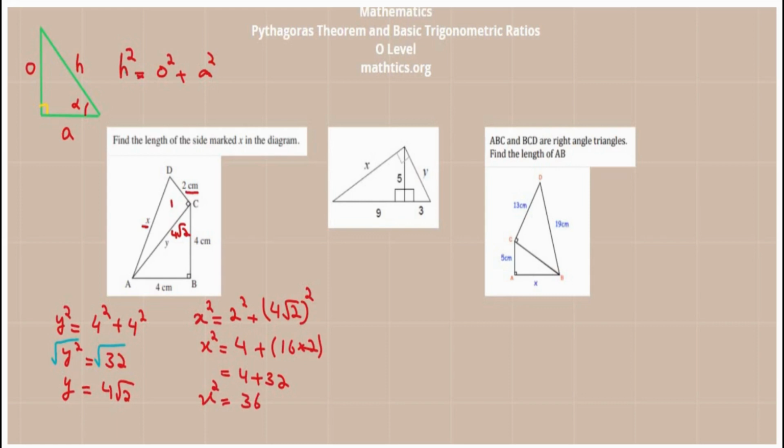Again we don't want the square, we just want the value of x, and for that we need to apply the square root on both sides. Square root of x square will be just x, and square root of 36 will be equal to 6. So the final answer for x is 6. That's the final answer. We calculated y because y was required to calculate x. Our main target was x, that's why.